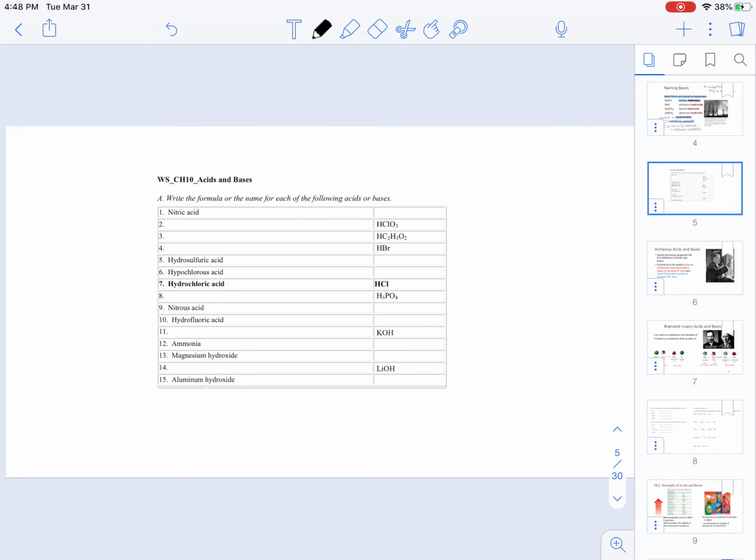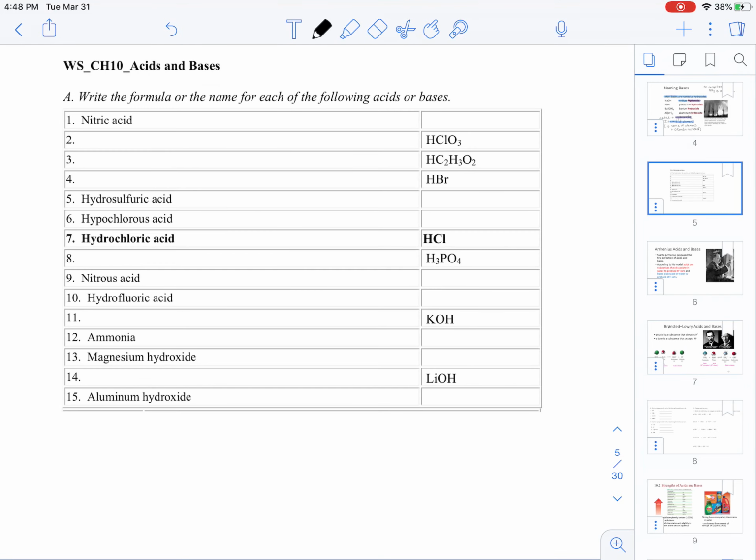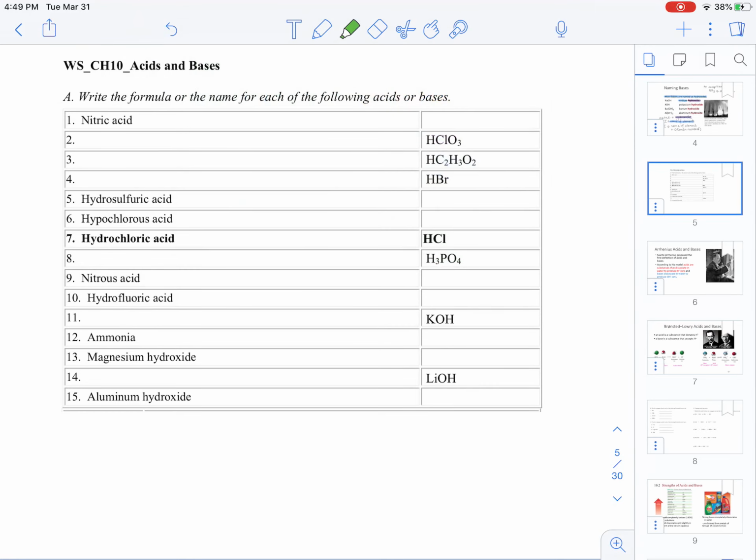Now we're going to move on to do some of the problems that we have on part 8 of our worksheet. I'm going to do specifically problems 1, 4, and 6 in the type of the acids, and then I'm going to do 11, 12, and 13 when it comes to the bases.